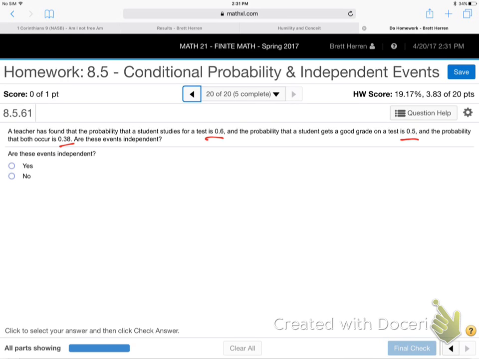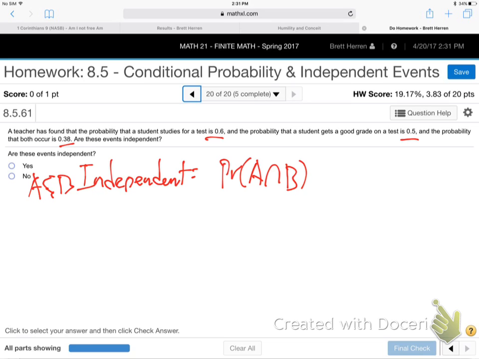Now, remember what I said earlier. I've said a lot of things today. For independent, you guys are just thinking, hey, I know studying is obviously not independent from good grades. And you're, of course, right. But they want me to do an official math test. Remember we said if A and B are independent, the probability of A overlap B is the probability of A times the probability of B. That was the test I gave you maybe 30 minutes ago.